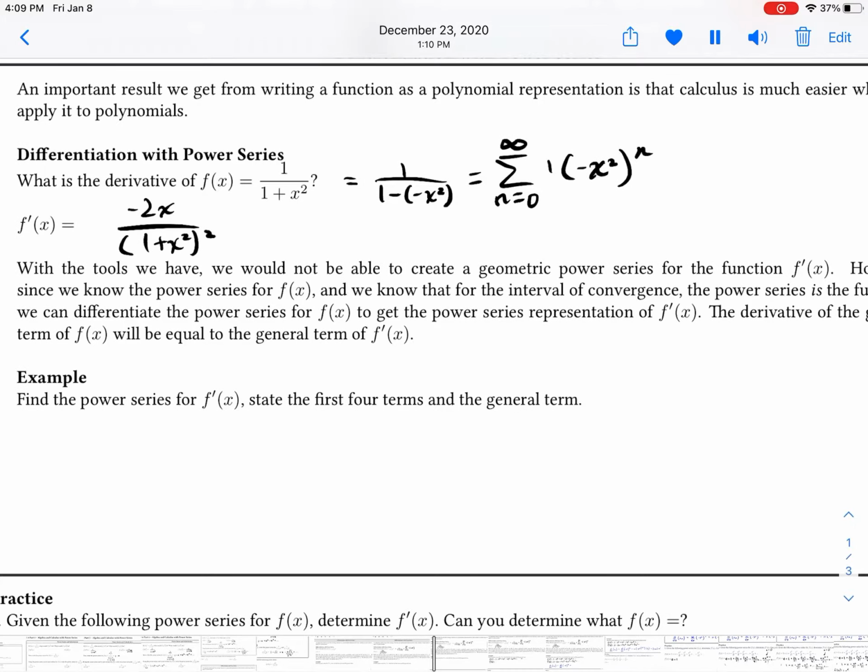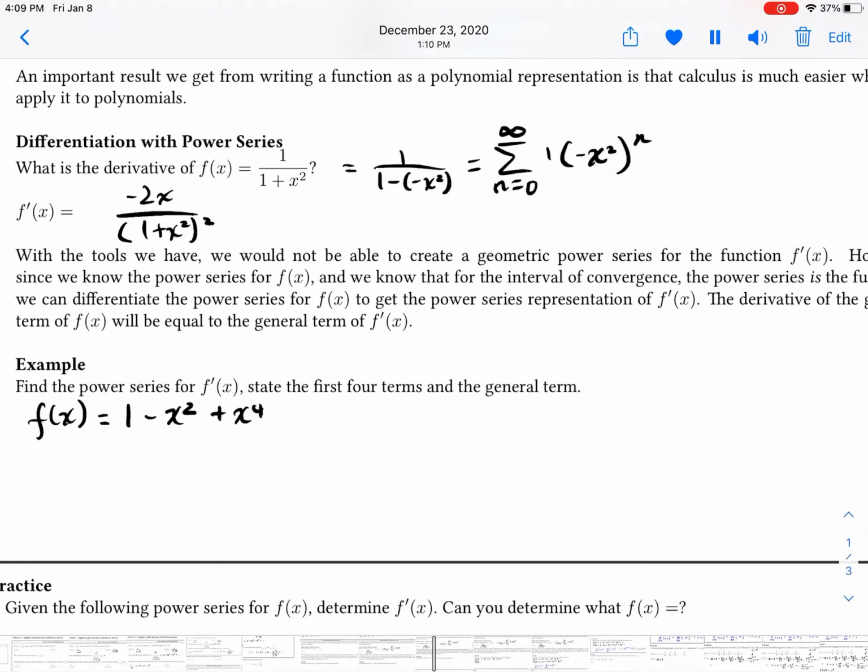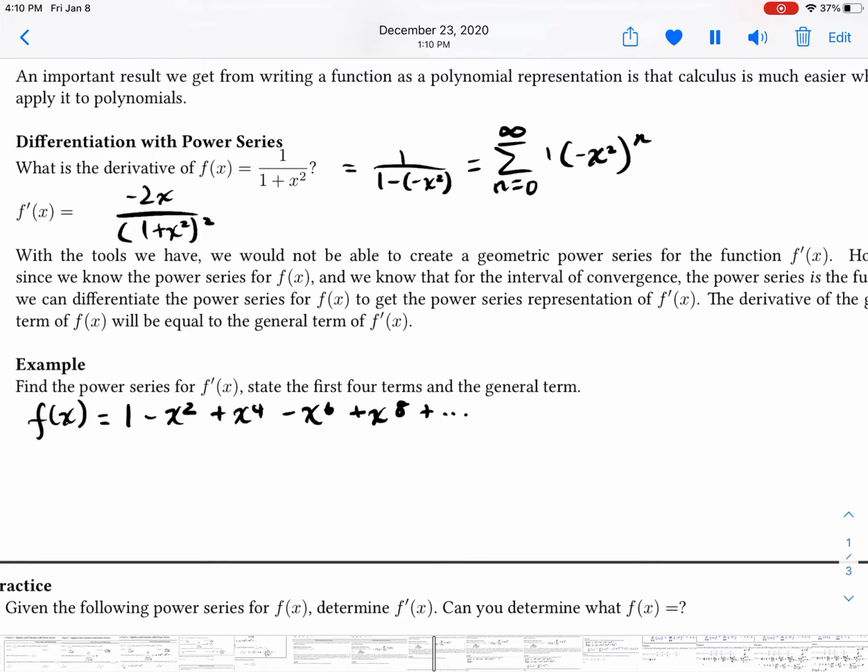So let's look at the power series of f of x. Let's actually just write out the terms. So f of x here would be equal to the following. Our first term is 1, and then our next term is negative x, or excuse me, x squared, plus x to the 4th, minus x to the 6th, plus x to the 8th. And this would just continue, okay?